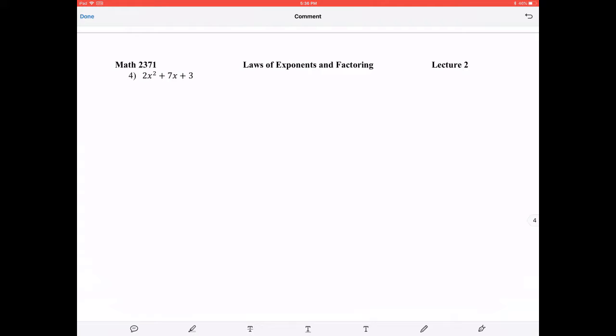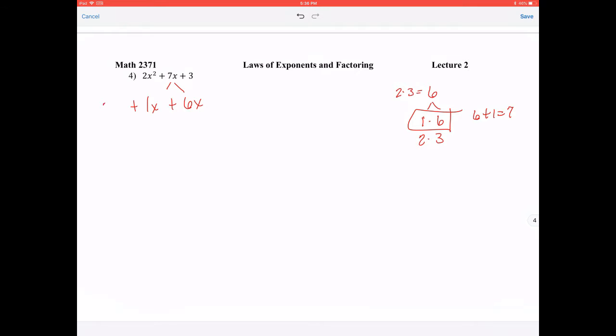All right, here is our first AC method. So 2 times 3 is 6. Factors of 6 are 1 times 6 and 2 times 3. 6 plus 1 is 7. I'm done, so I don't have to go any further. Now, the way that you break this up is I'm going to break 7x into 1x plus 6x. And I still have the 2x squared plus the 3. And I group the first two terms together and the last two terms together.